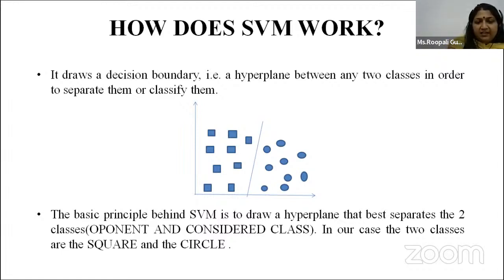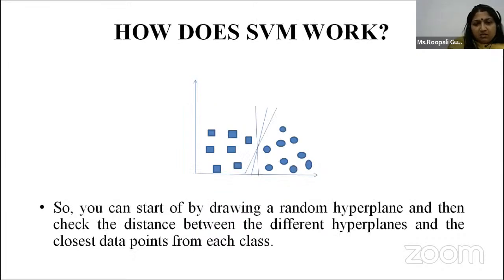So you can see that I have drawn one hyperplane, this straight line, to separate these two objects, right? One is the square object, another is the circle object. So this is the hyperplane which I have used to separate these two classes. Basically, we have two types of classes in this. One is the opponent class, another is the considered class, right? That I will be discussing in the next slide: what is the opponent class and what is the considered class.